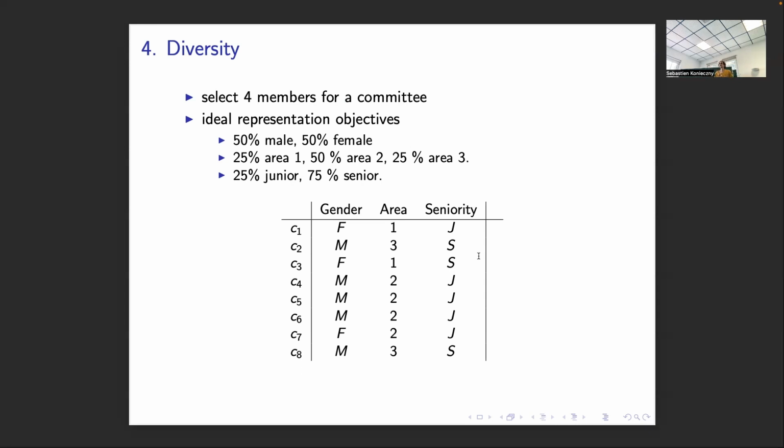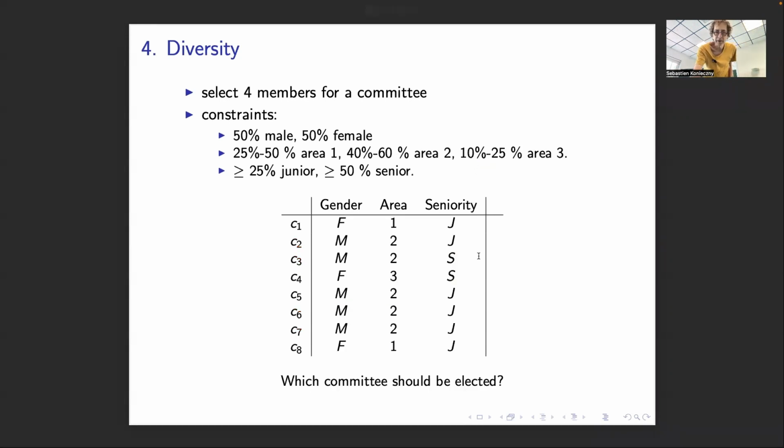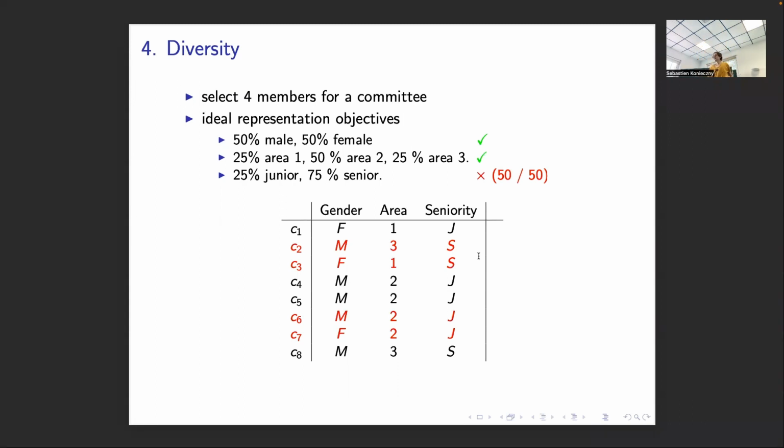Who thinks it's easy? Who thinks it can be done in polynomial time? Who thinks it's NP hard? Yes, it's NP hard. Of course, if we take this red committee, you see that for the first two constraints that will be fine, but for the last one, not quite, because we get 50-50 instead of 25-75. And so I think for this example, it's not possible to find a committee.